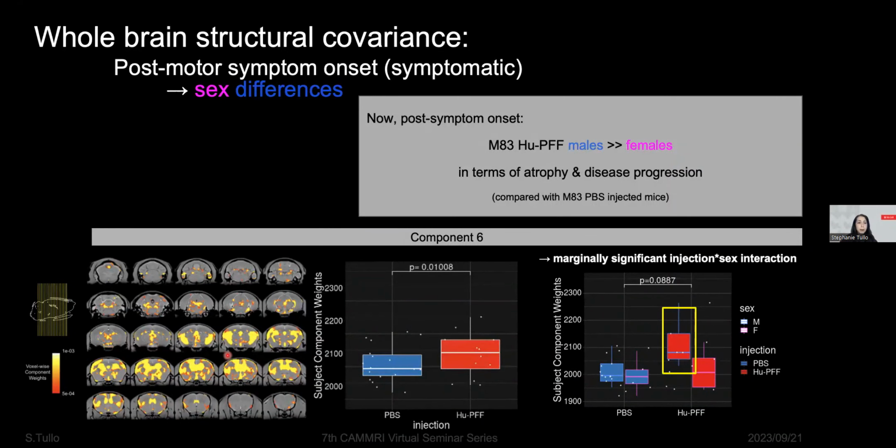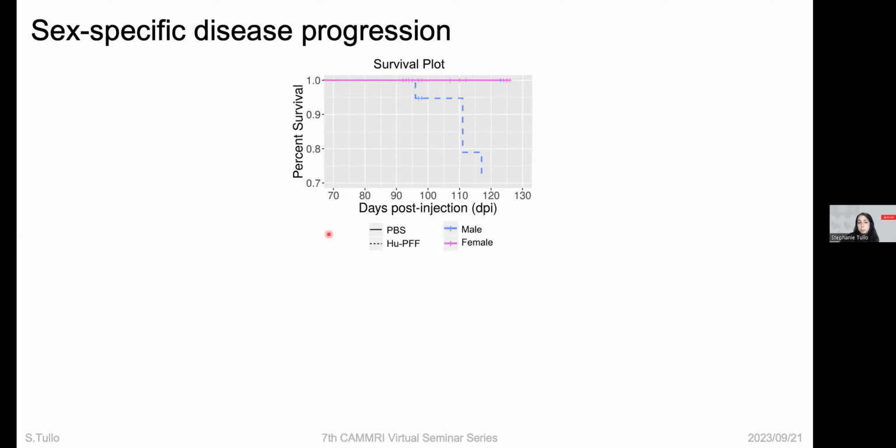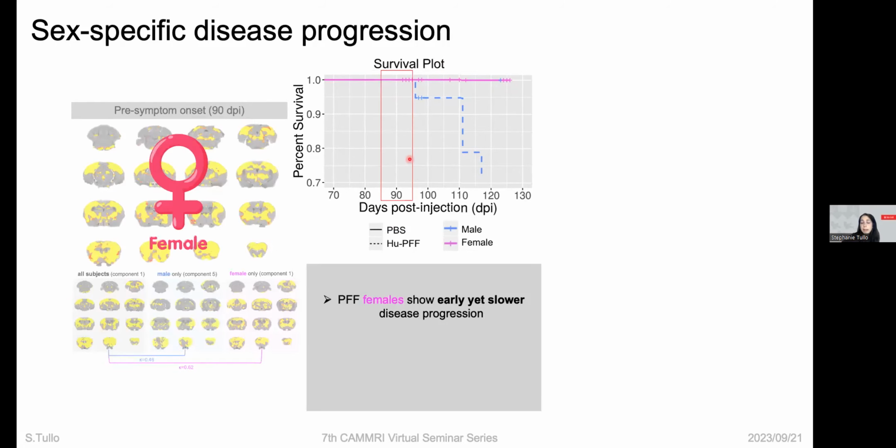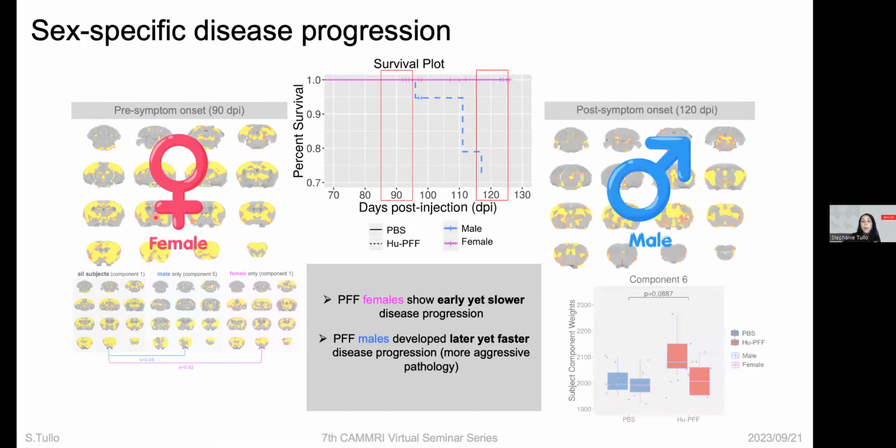And so going back to our survival plot, where percent survival across the number of days post-injection, where we only saw the male mice succumbing to their disease, what we saw was at this early 90-day time point, pathology seems to be largely female driven. So essentially, in the female mice that receive the fibrils, there's this early yet slow disease progression, whereas in the male mice, once disease has already hit and the mice are fully symptomatic, now we have this male predominance of atrophy, suggesting that there may be a later disease progression, but a lot quicker and more aggressive.